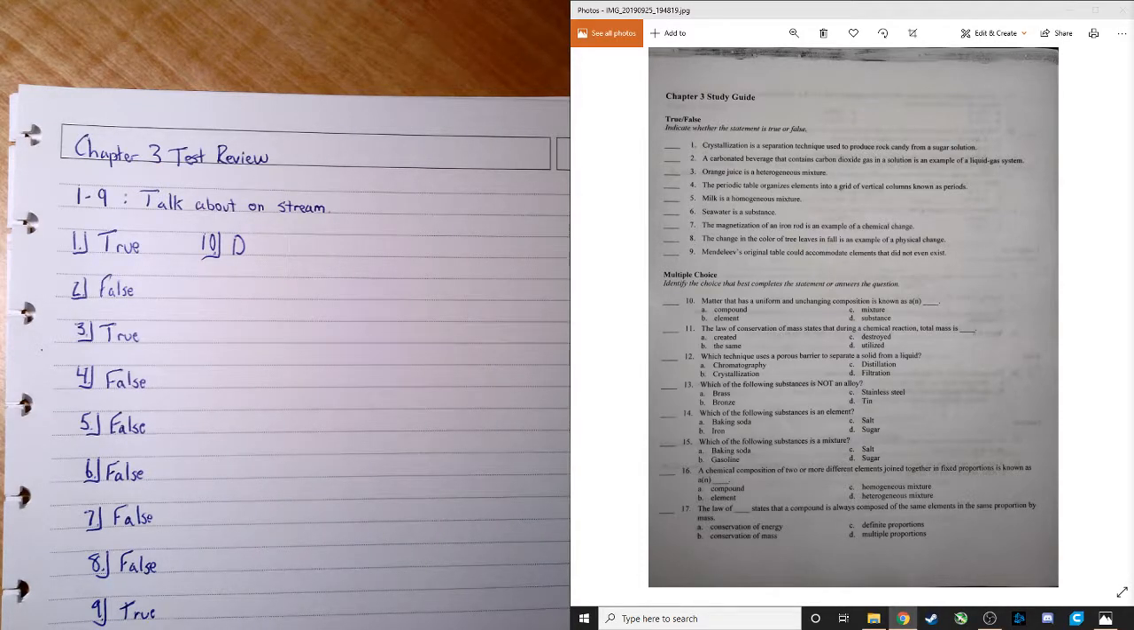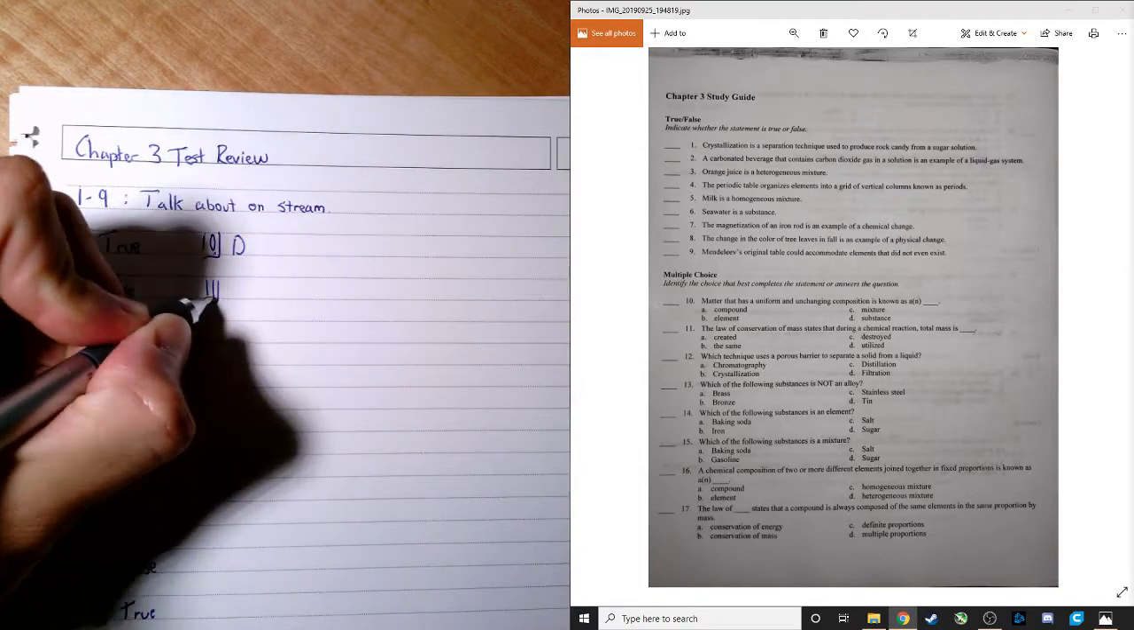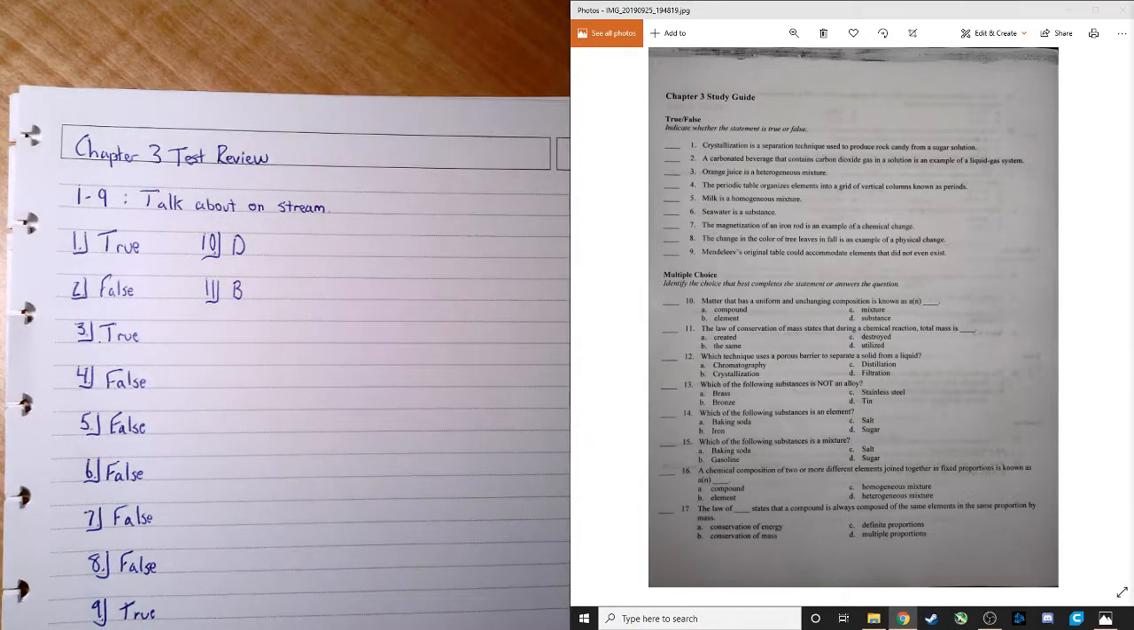Number 11, the law of conservation of mass states that during a chemical reaction, total mass is what? It should be, if you did it right, the same. So that would be B. Because no matter what, even if a reaction produces a gas, that gas still has mass, and it had to come from somewhere. If you were able to take the mass of the entire system before and after a reaction takes place, you should have the exact same mass, no matter what.